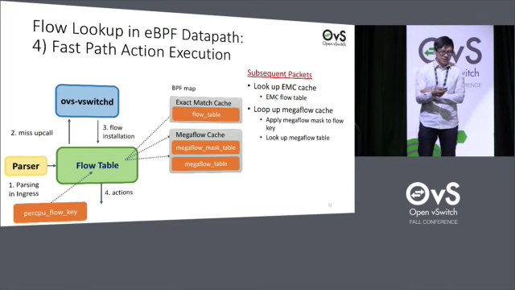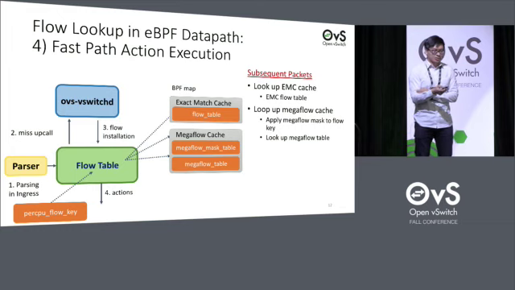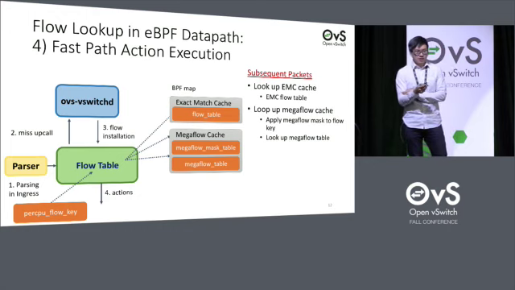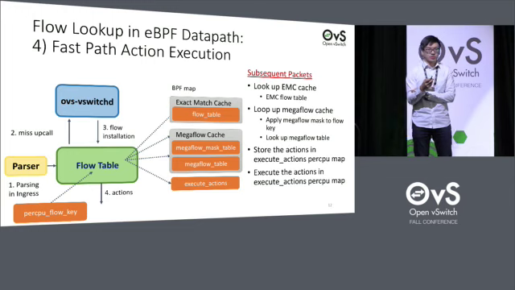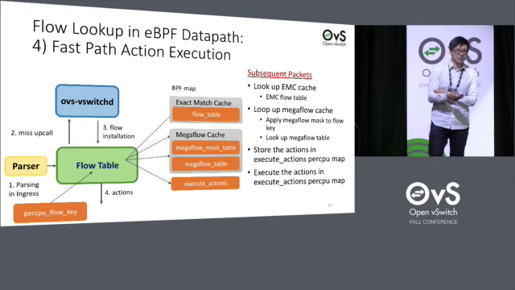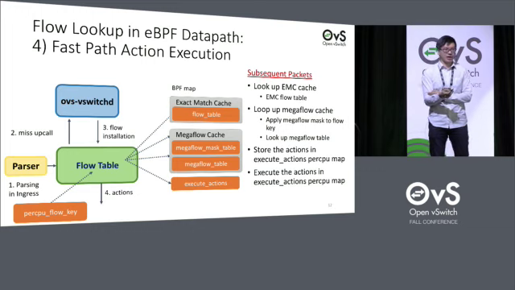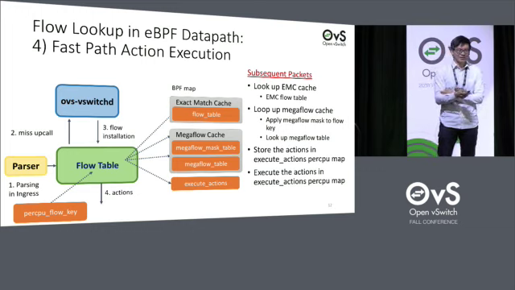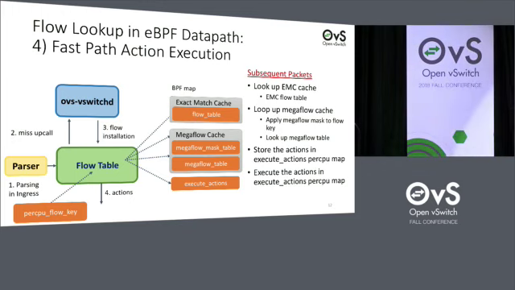So for the following packets, basically we will use the key in the per CPU flow key, and we look up the EMC cache and the megaflow cache, and then write the action into the other map so that we will execute actions over there. So this is basically how the eBPF data path runs with the megaflow. Now I'm going to hand over to my colleague to talk about the tunneling.